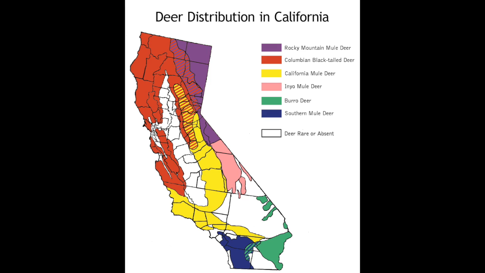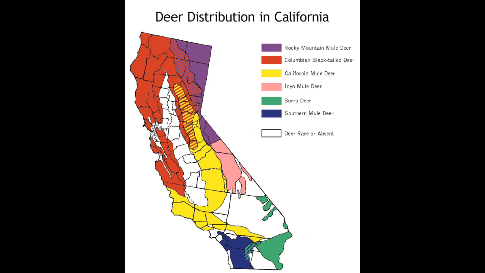There are two native species of deer in California, the mule deer and the Columbian black-tailed deer. Mule deer can be found along the eastern side of the San Joaquin Valley throughout the Sierra Nevada range and foothills. These deer tend to migrate according to season and food availability.